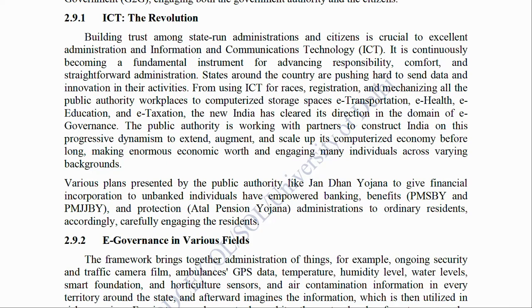The public authority is working with partners to construct India on this progressive dynamism to extend, augment, and scale up its digital economy before long, making enormous economic worth and engaging many individuals across varying backgrounds. Various plans presented by the public authority, like Jan Dhan Yojana to give financial inclusion to unbanked individuals, have empowered banking, benefits and insurance, Atal Pension Yojana, services to ordinary residents, accordingly carefully engaging the residents.